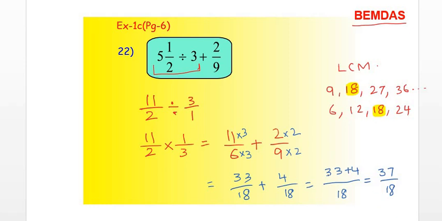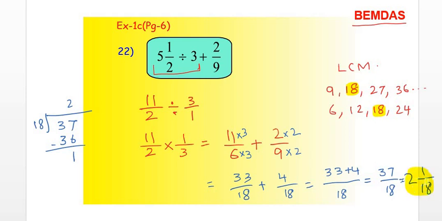Now because it's an improper fraction, you have to go for long division to know what the mixed number will be. So 18 times 2 will be 36 and the remainder will be 1. So what will be the mixed number? It will become 2 whole 1 out of 18. So this will be the final answer for question number 18.